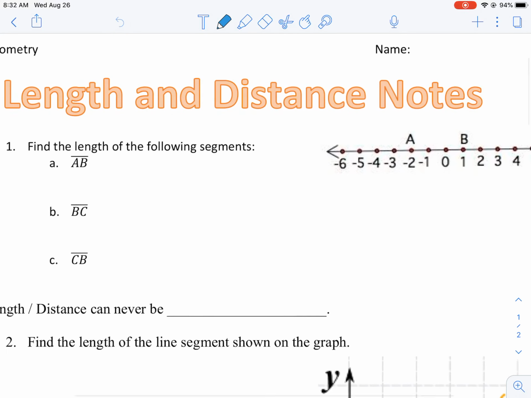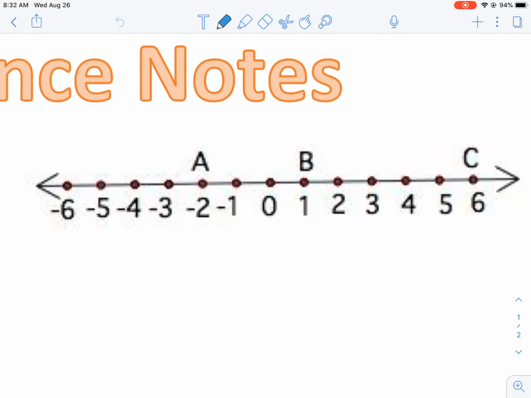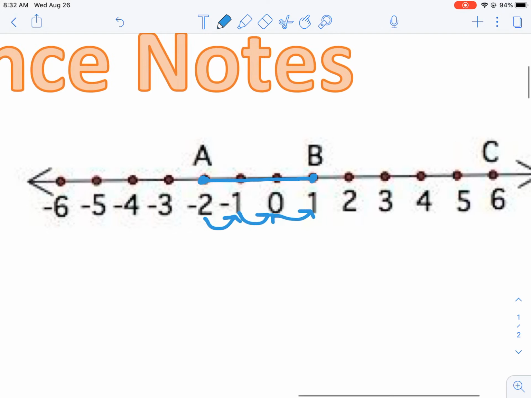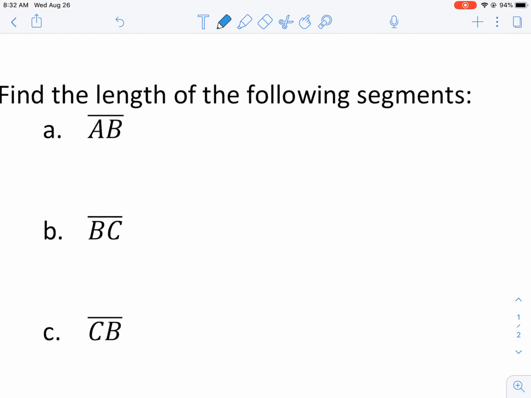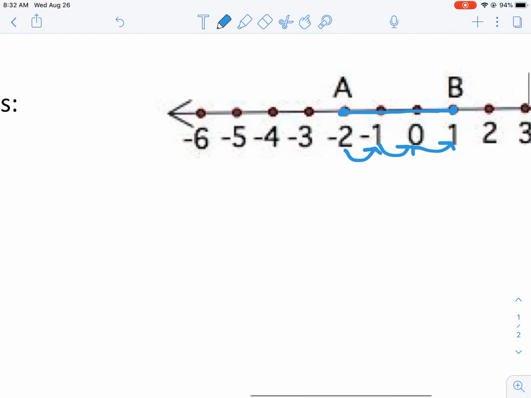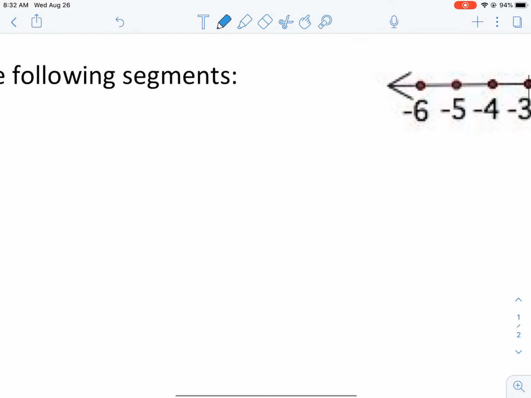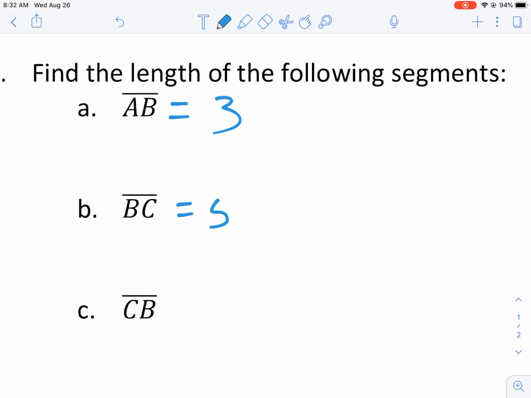So we're just going to go through a couple examples. Find the lengths of the following segments, AB, all right? So we've got a segment here from A to B. When you're doing it on a number line like this, it's easy to count, right? So you're starting at -2, go to -1, that's 1, 2, 3, right? So this distance or this length would equal 3. All right, then it says BC, okay? So we can do the same thing. Start at 1, that's 1, 2, 3, 4, 5. So the length of line segment BC is 5.